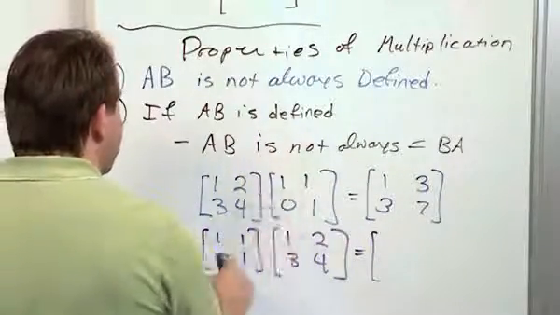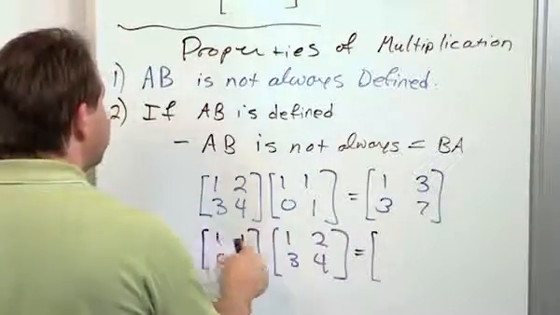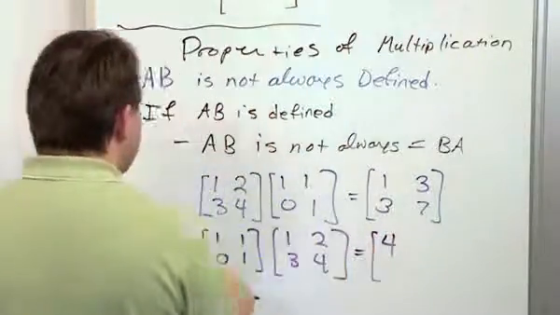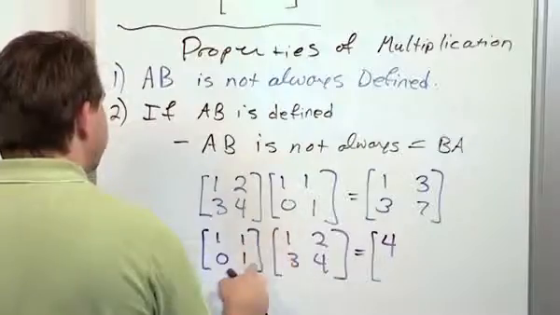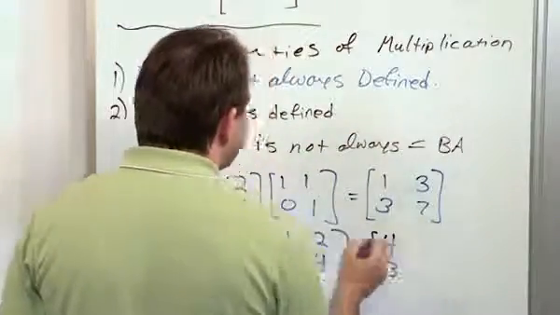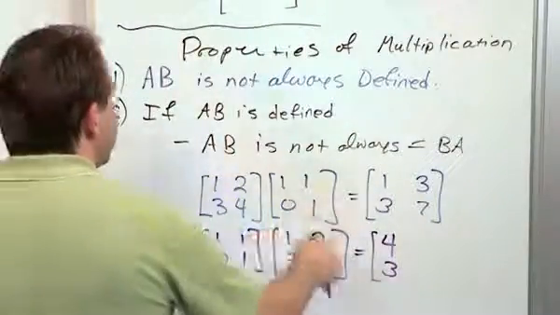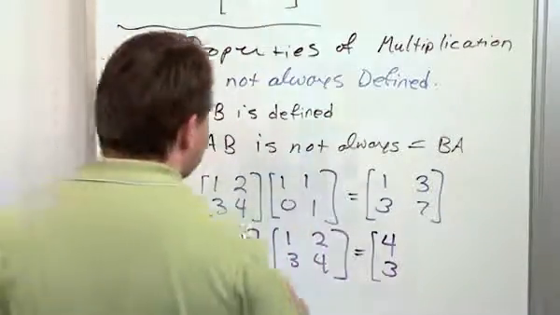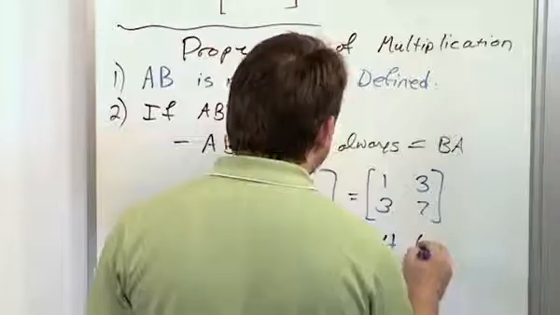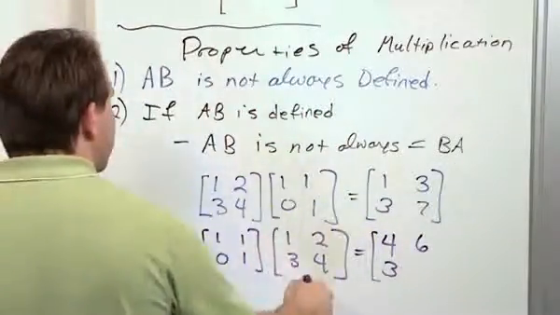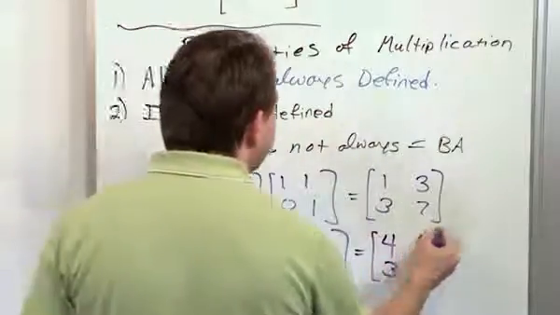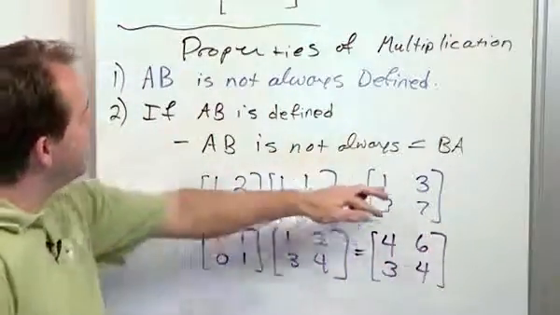When I go over and down, 1 times 1 is 1. 1 times 3 is 3. You add them together, you're going to get the number 4. Going down here, 0 times 1 is 0, 1 times 3 is 3, so we add those together, you get that. Here we go this way, 1 times 2 is 2, 1 times 4 is 4, and whenever I add those together, I'm going to get a 6. And then going this way, I'm just going to get the number 4. 0 times 2 is 0, 1 times 4 is 4. So this is the final matrix.